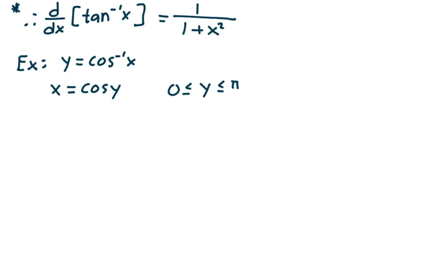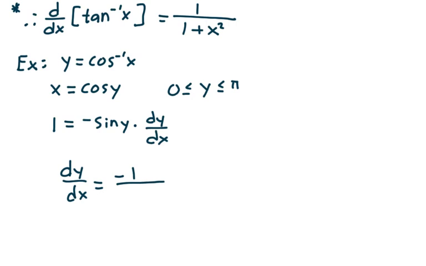We can differentiate both sides with respect to x. So 1 is negative sine of y times dy dx. So dy dx is negative 1 divided by sine of y. But just like in the very first example, when you look at sine squared y, we have to be able to view that as 1 minus cosine squared y. We have to.